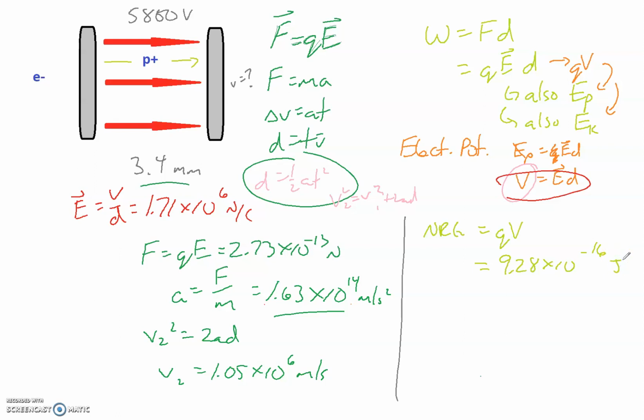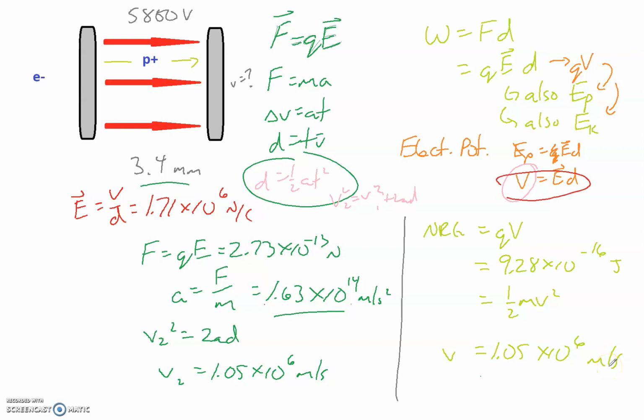Well, that's the work that was done. That's the potential energy, and so this, of course, is also going to be equal to the kinetic energy. And then you can solve for the V that way. So you just have to double that and divide it by the mass of the proton. And then once again, don't forget to square root. And we should end up with the exact same answer of 1.05 times 10 to the 6 meters per second.